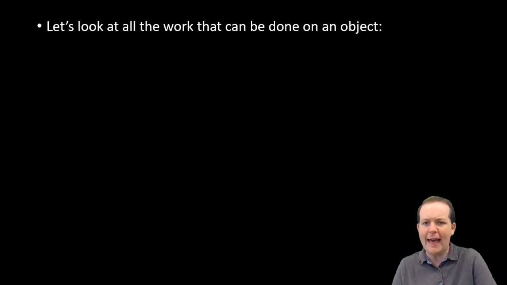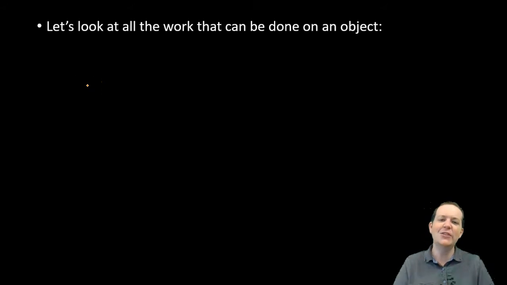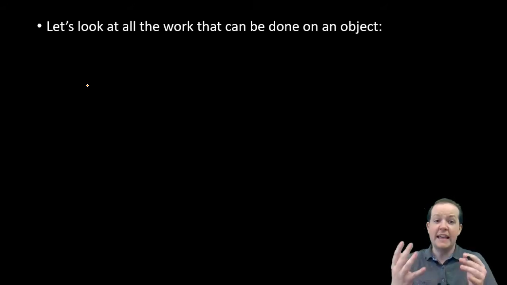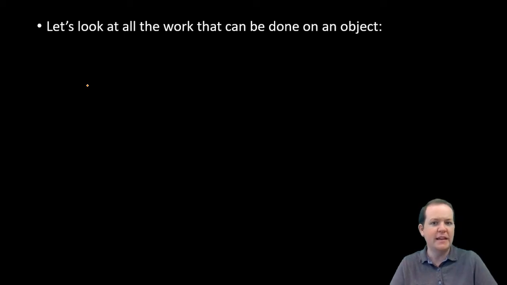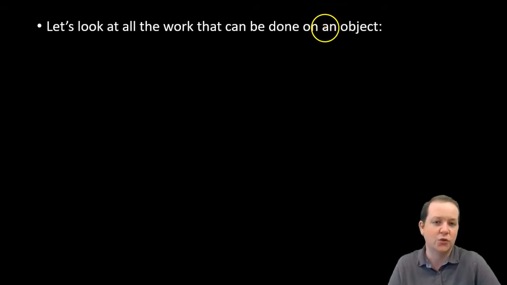So to start, I have up here at the top a very broad-seeming sentence. It says, let's look at all the work that can be done on an object. And I literally mean that. I don't have a diagram or anything. I want to keep this as broad and as general as possible because that actually means our conclusion, our result, is very broad. It's very powerful because it can be used as long as we are analyzing the work done on an object. And I could put any object right here.